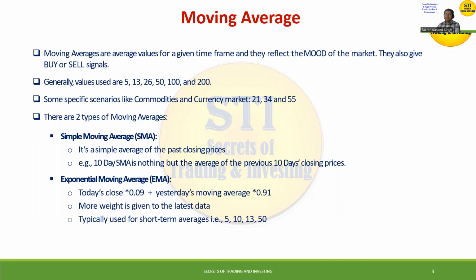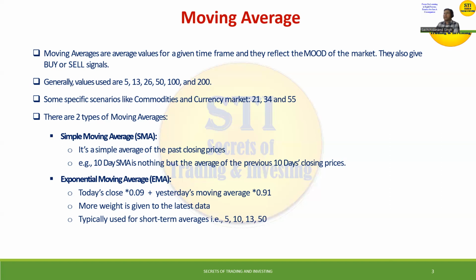That way, when we select different individual intervals, we should be able to predict how the market movement is happening in a certain interval. In some specific scenarios, like commodity or currency markets, we also use moving averages like 21, 34, and 55. In which market to use what, we are going to discuss further when we learn about implementation.